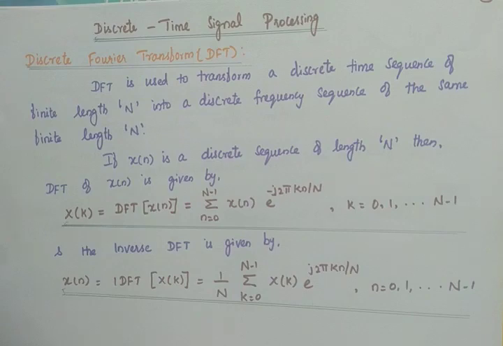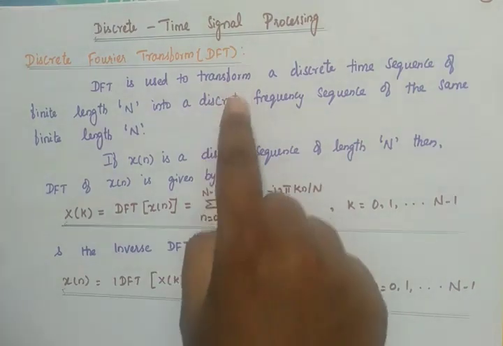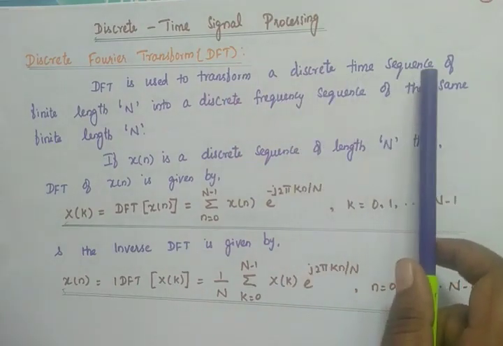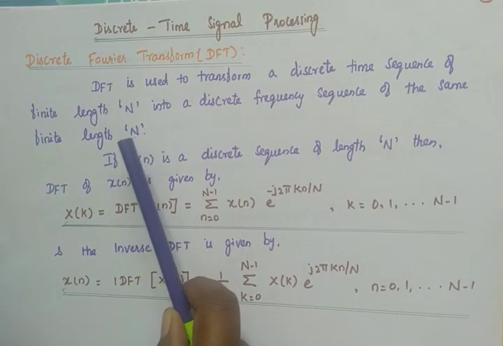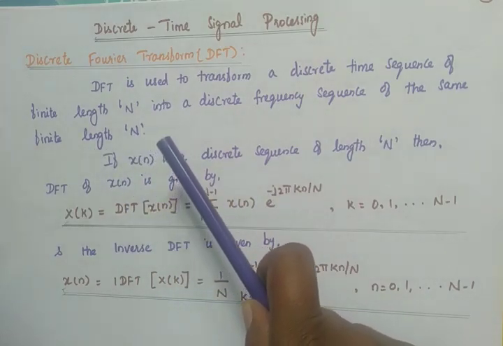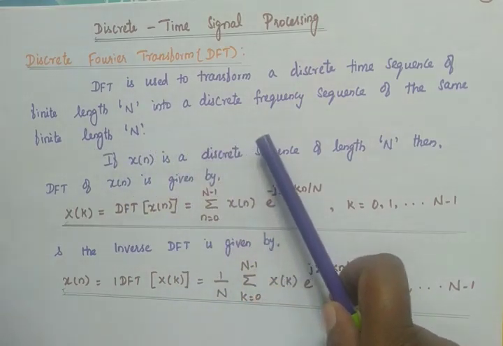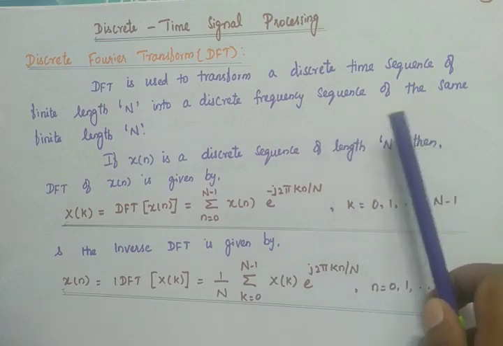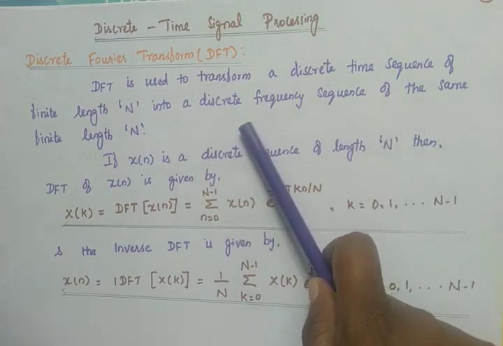First let us see discrete Fourier transform, that is DFT. It is used to transform a discrete time sequence of finite length N. So we have a discrete time sequence of finite length N which will be transformed into a discrete frequency sequence of the same finite length N.